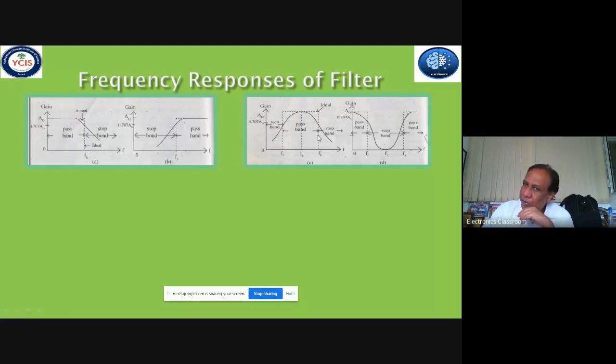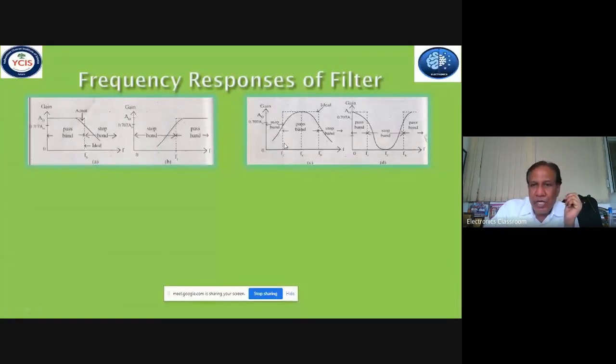And the difference between these cutoff frequencies: suppose this is at 100 kilohertz, this is at 50 kilohertz, and this is at 10 kilohertz. So this is 100 minus 10 kilohertz. That means the difference is FH minus FL. That is a 90 kilohertz frequency band that will be transmitted without any attenuation.